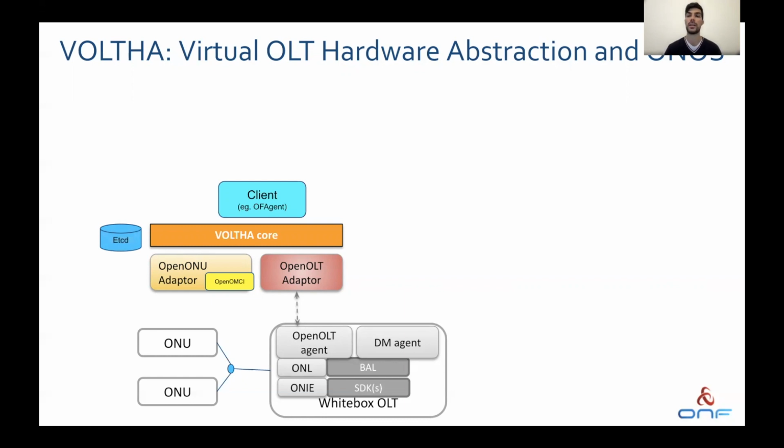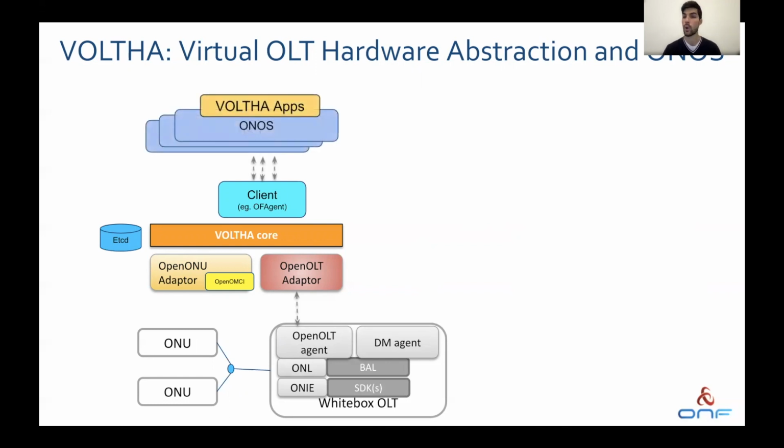The VOLTHA core and the adapters leverage etcd as a storage backend for their information, in order to allow a restart of the adapters without any service impact, as you will see in the demo. On top of the OpenFlow agent, we usually deploy with VOLTHA the ONOS SDN controller, which manages the VOLTHA OLT and ONU as a single switch, with NNI ports of the OLT on one side and RG ports of the ONU on the other side, so UNI ports and NNI ports.